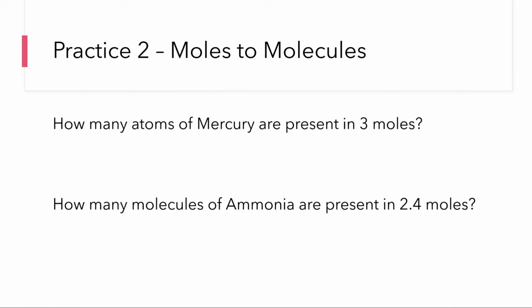Now, going in the reverse direction is actually going to be easier. So again, Avogadro's number, 6.02 times 10 to the 23rd, atoms or molecules per mole. Now here we've got 3 moles of mercury, 3 moles Hg, and we want to end up with atoms of mercury.